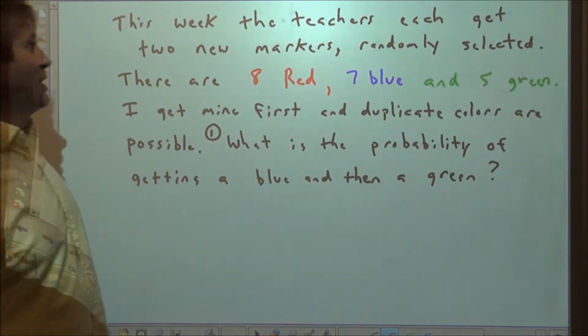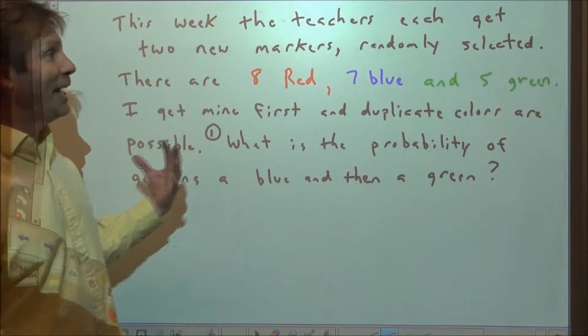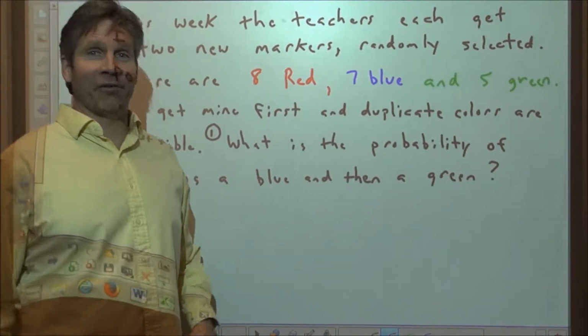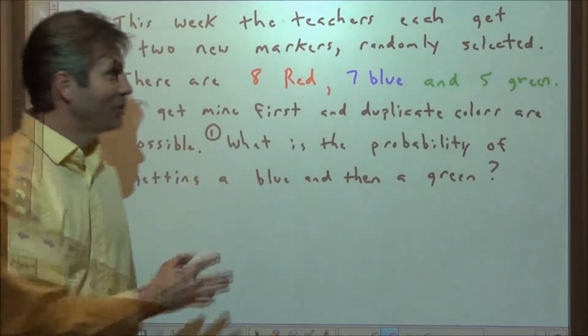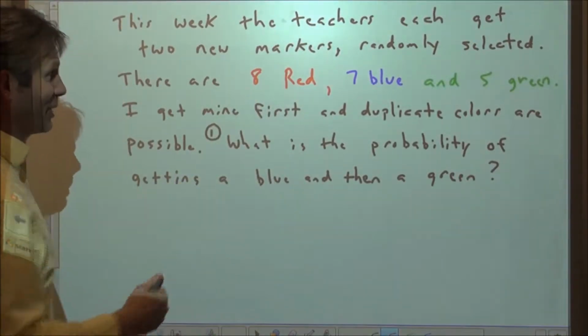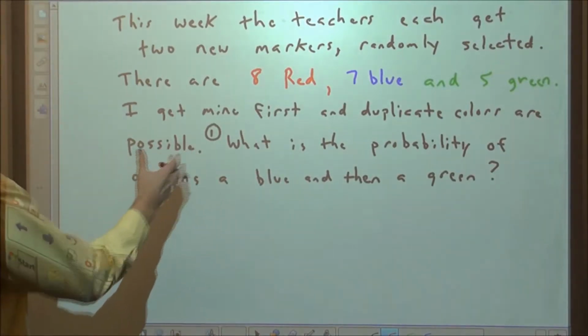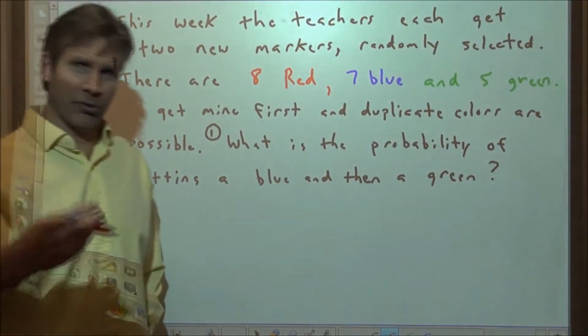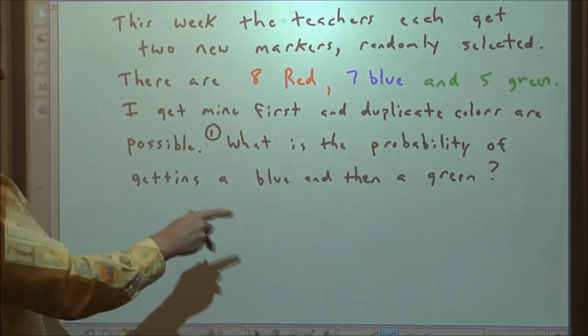This week the teachers get 2 new markers. It's awesome. It's a big week. This week there's 8 red markers, 7 blue, and 5 green. Last week there were orange markers. Those things are awesome. But, you know, red, blue, green, not bad. We don't get new cars or anything, but we get new markers. It's fabulous. Who's complaining? Anyways, so suppose I'm the first one that gets the markers, and it is possible to get duplicate colors.